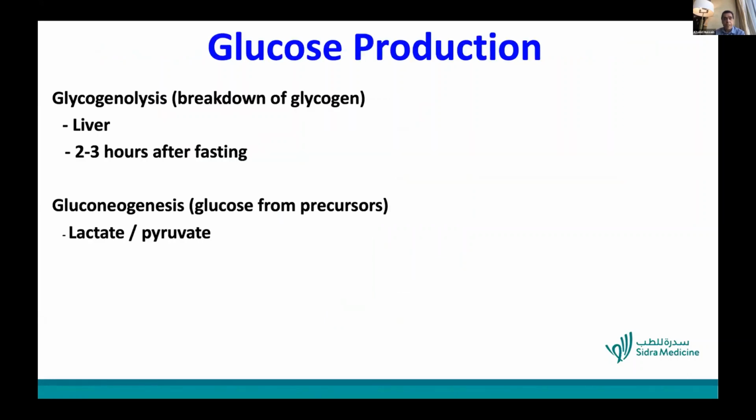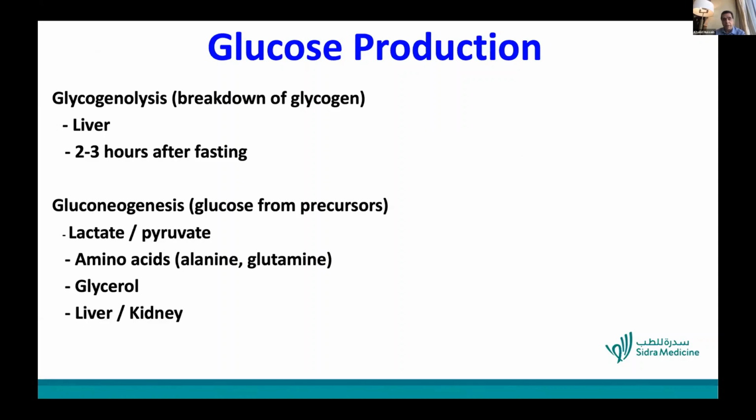The word glycogenolysis, like I said, is the breakdown of stored glycogen from the liver and usually occurs 2 to 3 hours after fasting. The word gluconeogenesis means the formation of glucose from precursors such as lactate, pyruvate, some of the amino acids, and glycerol. This used to be thought to occur mostly in the liver, but there is now evidence in humans and in animal studies that the kidney also plays an important role in gluconeogenesis.